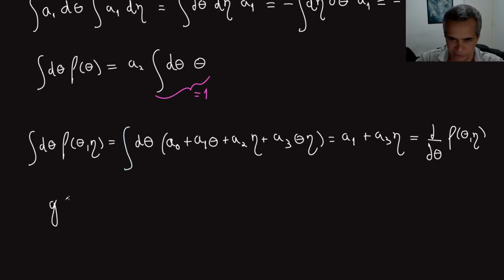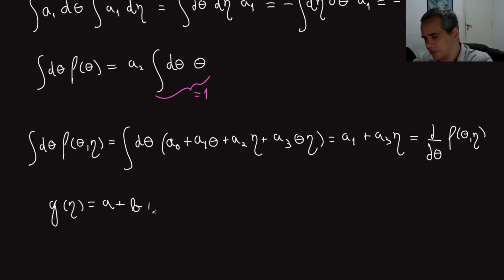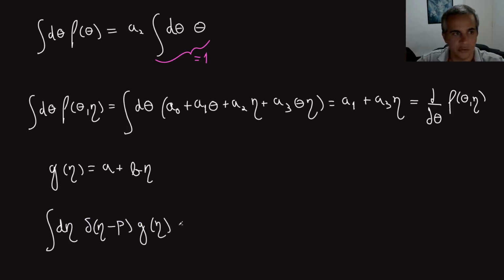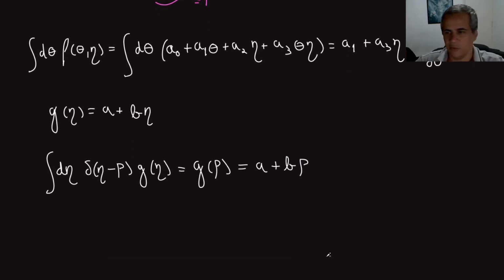If I take a generic function g of eta, which can be expanded as a plus b eta, this is a generic expansion. What I want is for the integral d eta of delta of eta minus rho, which is another Grassman variable, times g of eta to be g of rho. That's what I want from my Dirac delta. And if I write this generically, it will be just a plus b rho.